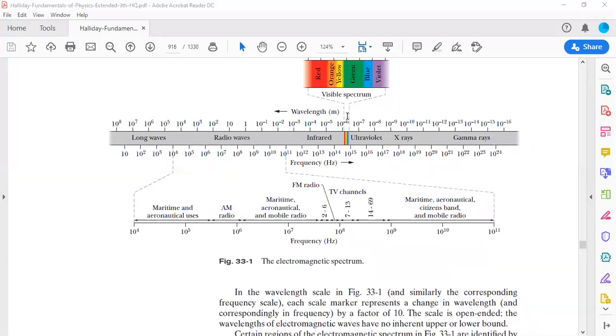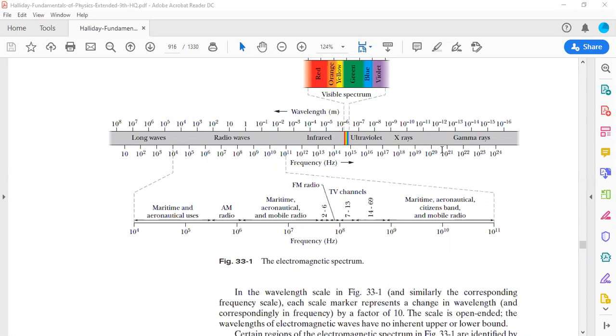So compare the visible portion with ultraviolet and then with X-rays. You can see as we move from violet to the ultraviolet region, the frequency goes from 10 to the power 15 to 10 to the power 16, and then 17, 18. From the visible portion to the ultraviolet portion to X-rays, there is a 1,000 times increase in frequency. And then even X-rays also have a very long range.